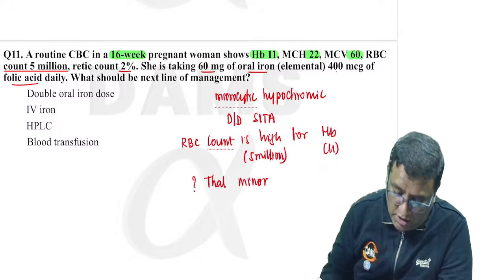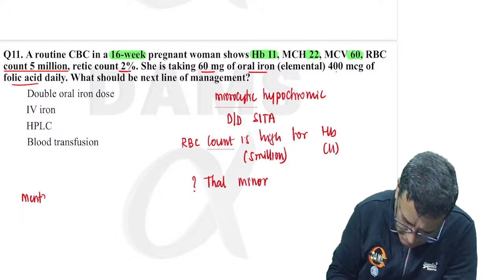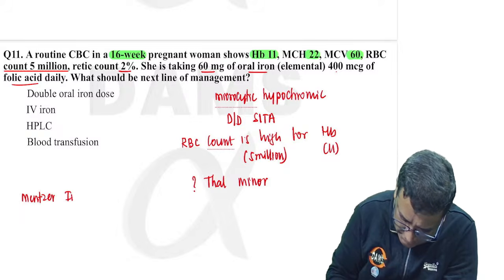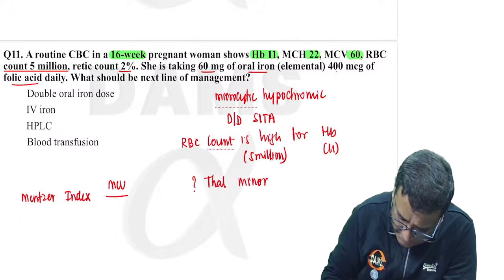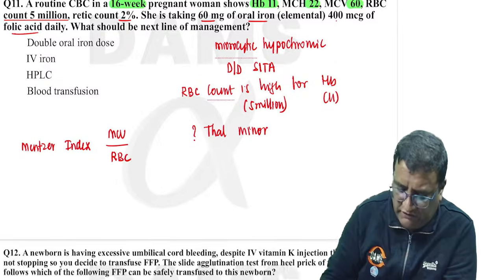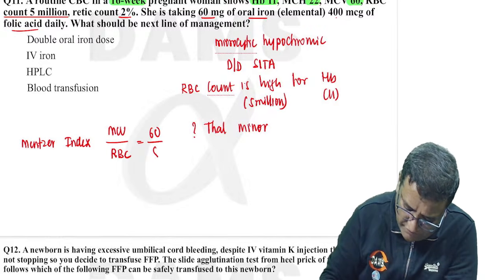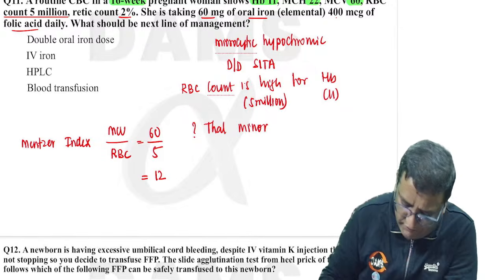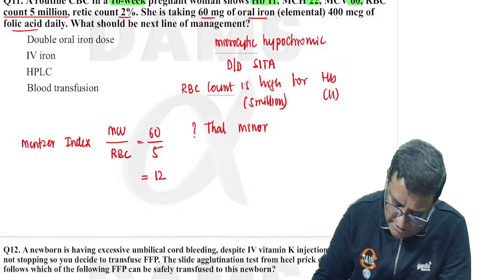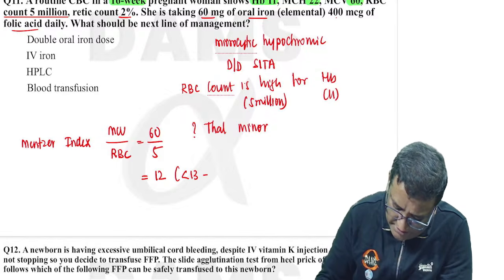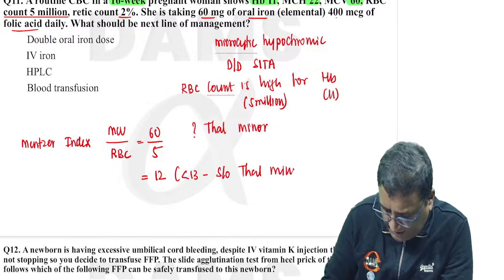If it is thal minor, we have to calculate one more, the Mentzer index, we discussed. What is Mentzer index? Mentzer index is the ratio of MCV to RBC count, isn't it? MCV is 60 divided by RBC count of 5 million. Value is 12, less than 13. Mentzer index less than 13 is again suggestive of thal minor. So I am definitely suspecting thal minor.